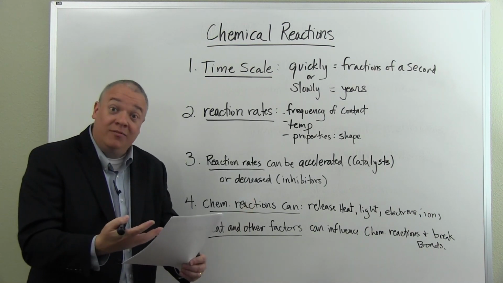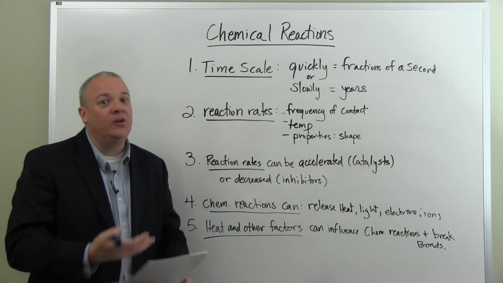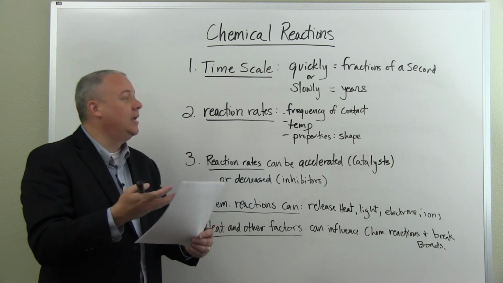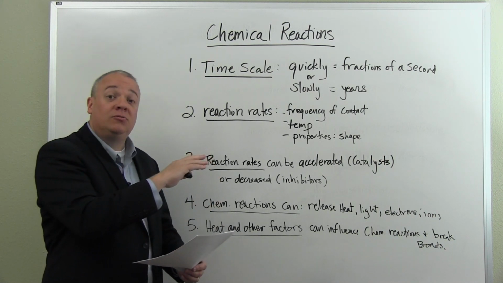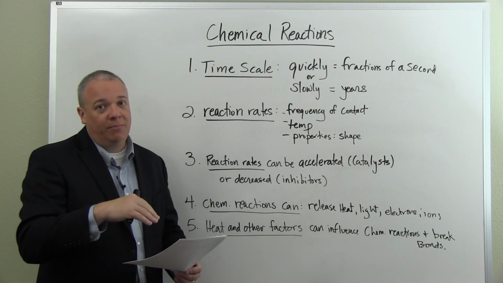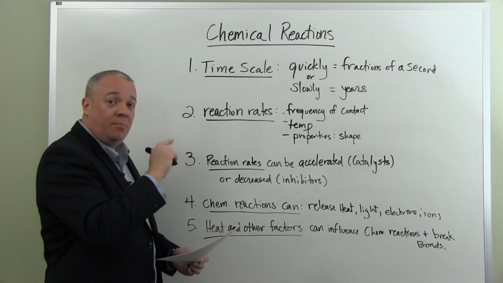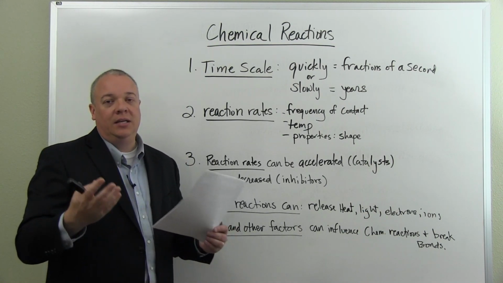If there's a great mixing of these things that react volatilely, you can have a very rapid reaction. So it's the frequency of contact between the interacting chemicals. The temperature plays a role. Higher temperature, lower temperature can affect not only the reaction but the time rate as well.